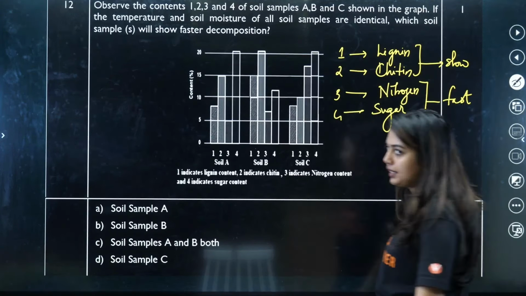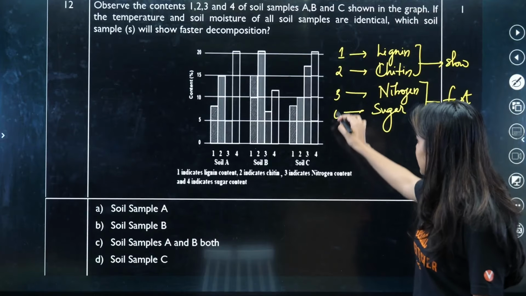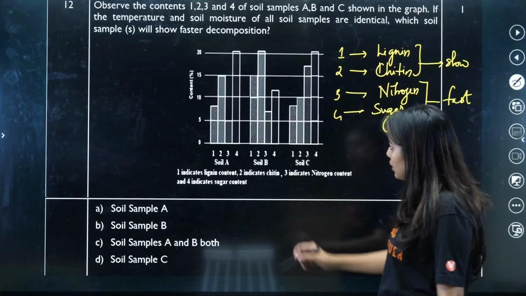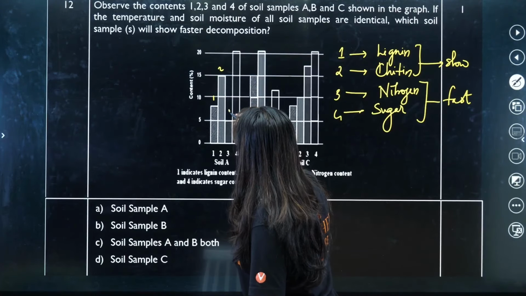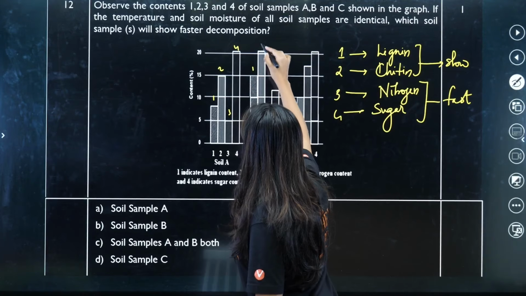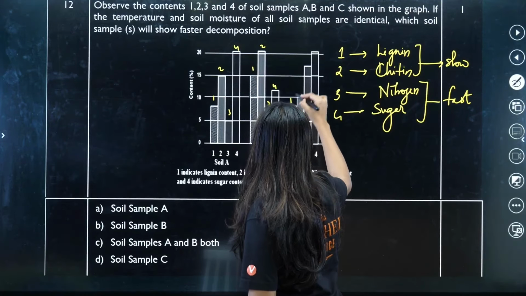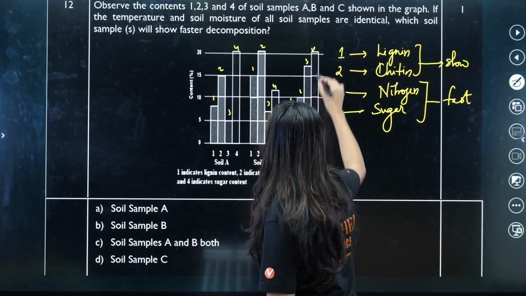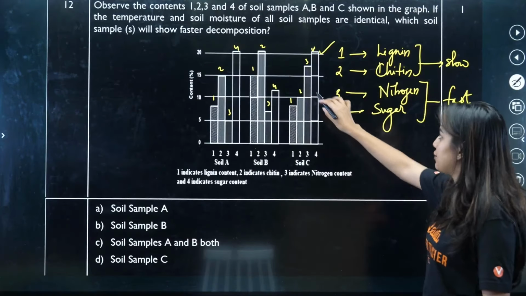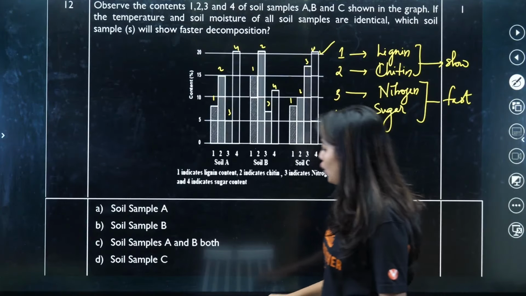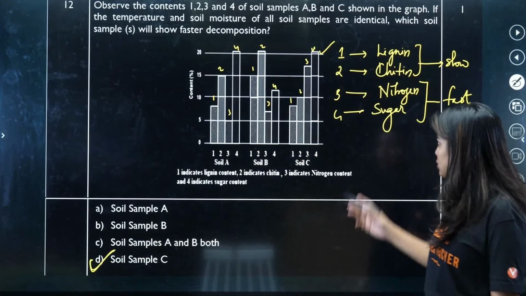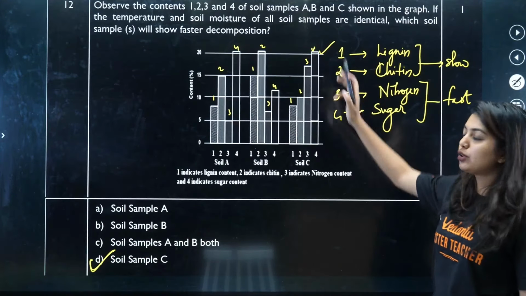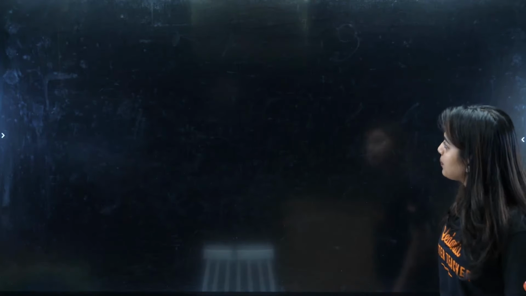Now you have to find out in which of the graphs 3 and 4 is showing the bigger graph. Okay, if you look here, 1, 2, 3, 4. If you see, the third one is showing 3 and 4 at the highest bar, right? So, soil C is the sample which will do fastest decomposition because of the presence of nitrogen and sugar, and those two graphs are bigger, okay?